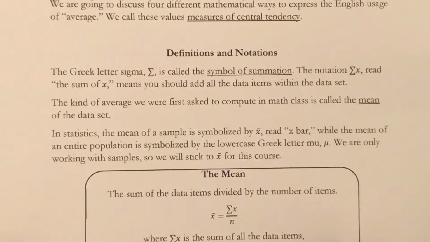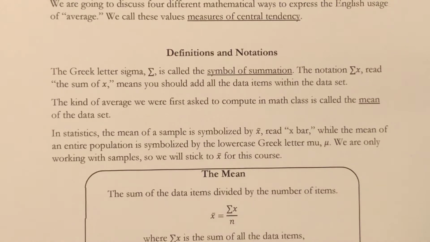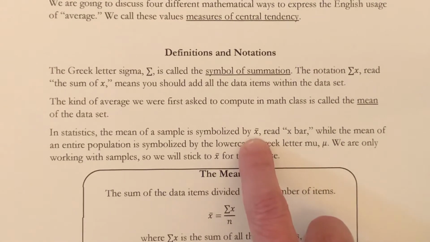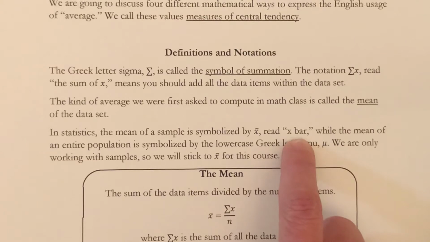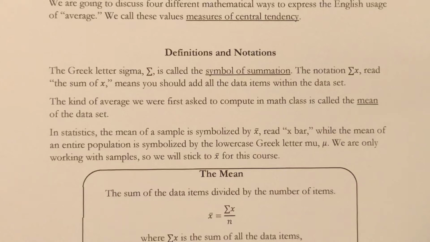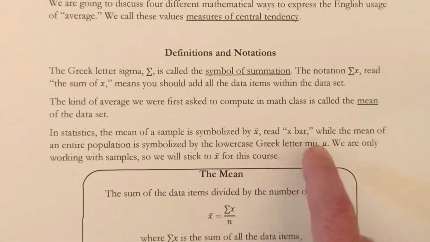Now, the kind of average that we were talking about in elementary school is more properly called the mean of the data set. In statistics, the mean of a sample is symbolized by an X with a bar over it, and we read that X bar. If we're talking about the mean of an entire population, not a subset, then they use the lowercase Greek letter mu, and we're only going to be dealing with samples, so we only are going to be dealing with X bar for this course.